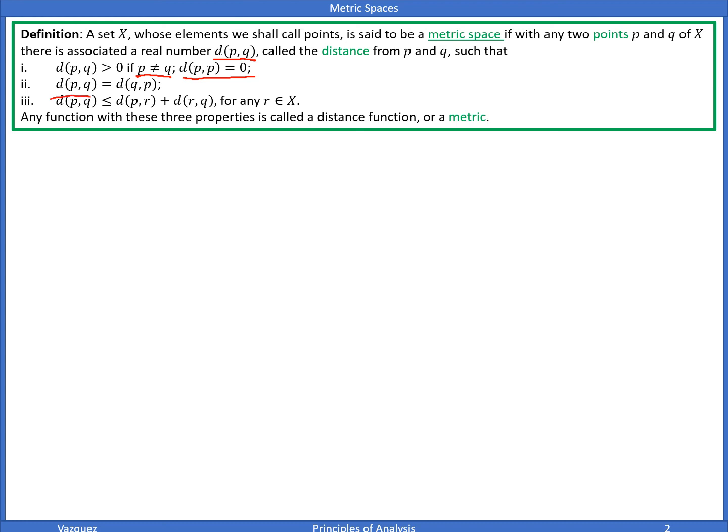Also, the distance between P and Q is equal to the distance between Q and P. And here we have what we call the triangle inequality. The distance between P and Q is less than or equal to the distance between P and R plus the distance between R and Q for any R in X. And like I said, this is called a distance function or a metric. Right, so again, we have a metric space if it's a set X with a distance function satisfying these three properties.